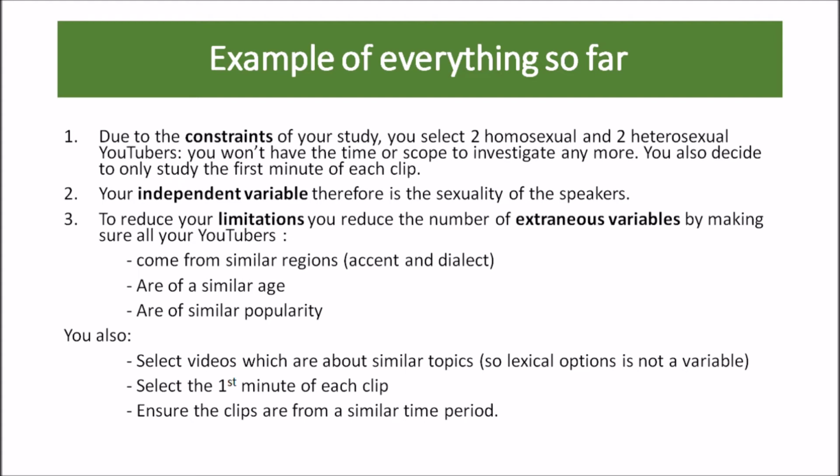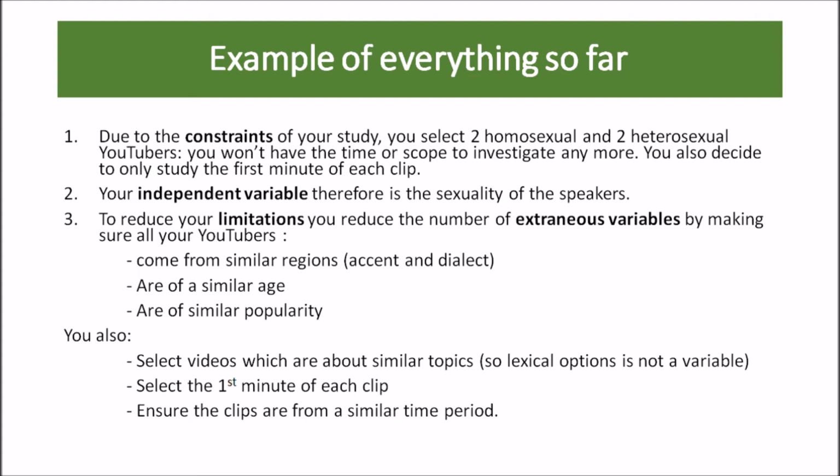and then to reduce your limitations, you're going to reduce the number of extraneous variables. So to do that, you're going to make sure that all your YouTubers come from a similar region, which will then help you to extinguish the variable of accent and dialect. You're going to make sure they're all of a similar age, and you're going to make sure they're all of similar popularity. You are also going to make sure that you have videos that are of similar topics, because otherwise the lexical choices they make won't really be comparable, because they're going to obviously have to use different vocabulary for different topics.